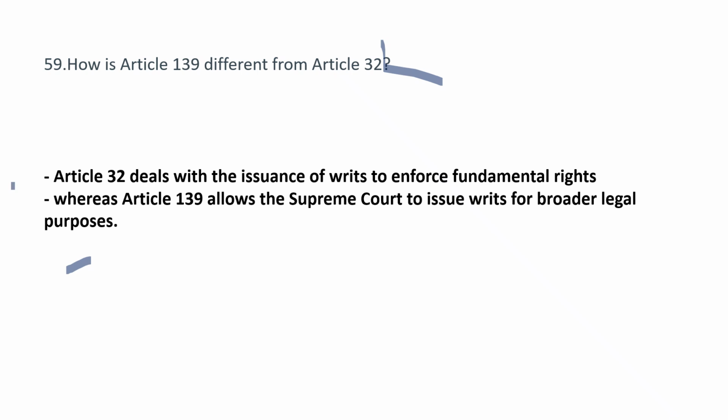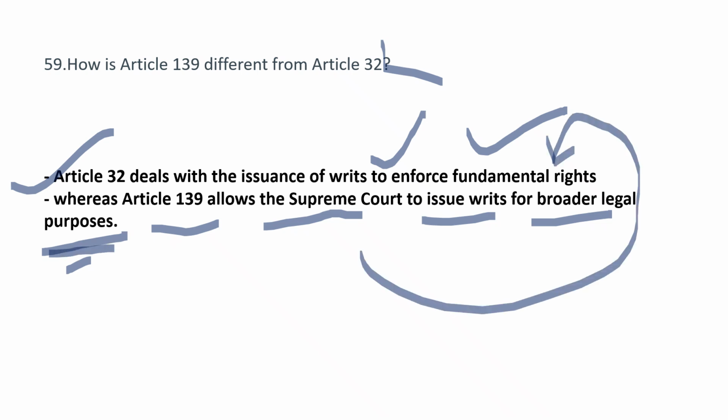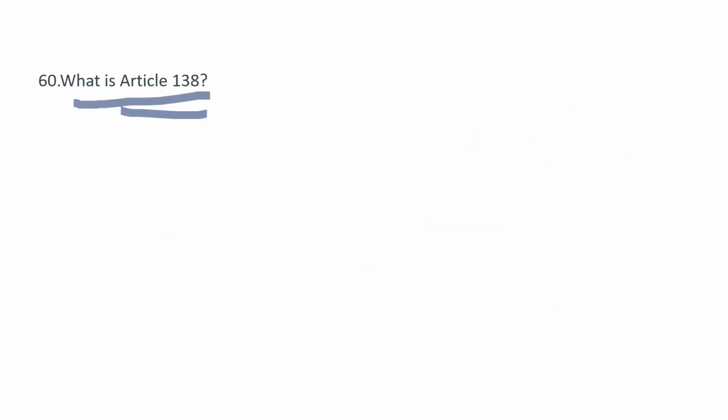See, Article 132 deals with the issuance of writs for the enforcement of the fundamental rights, whereas Article 139 allows the Supreme Court to issue writs for broader legal purposes other than enforcement of fundamental rights. Next question. What is Article 138?